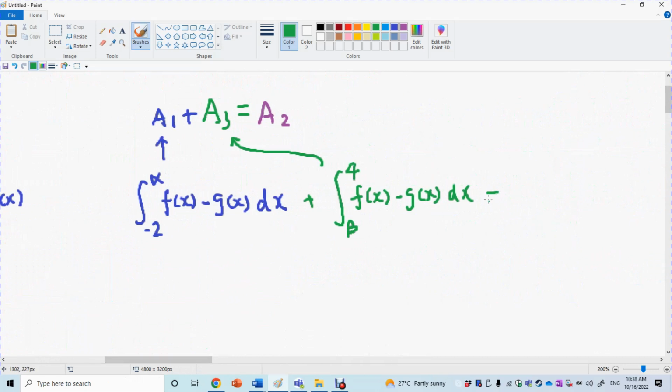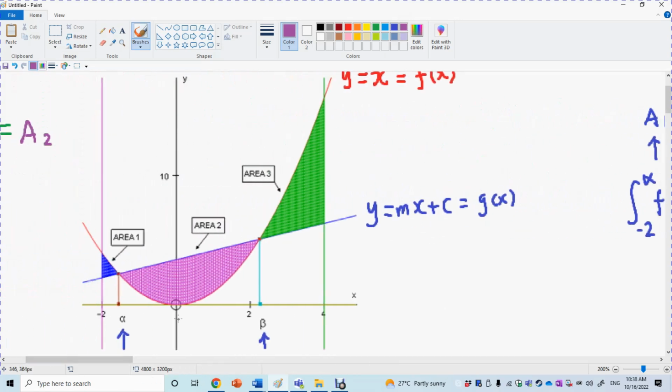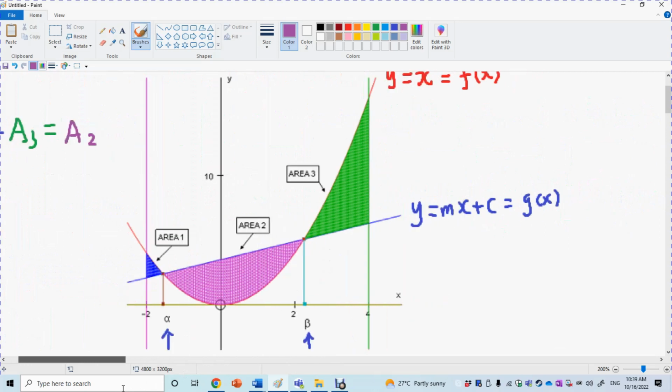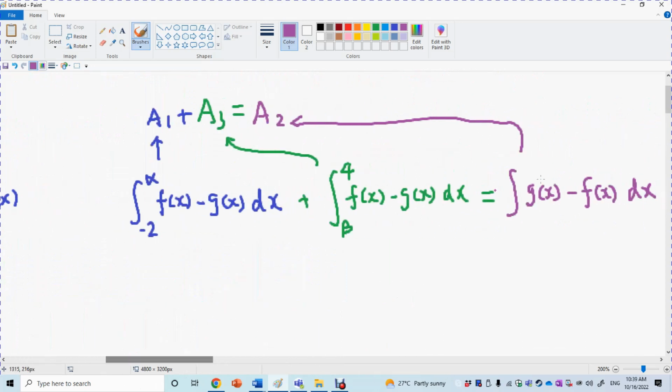All right. And lastly, we're looking at A2. Okay, so it's a bit different between A2 and the other two areas. For A2, it's the other way around, because you will see gx is above the quadratic fx. All right. So basically what I need to write is gx minus fx dx. And by doing so, you need to consider the lower and upper limits as well. For that purple area, it should be from alpha to beta, as you can see. All right.